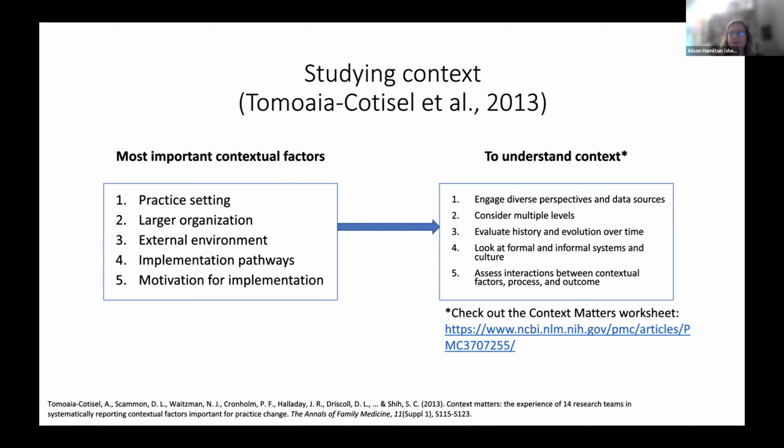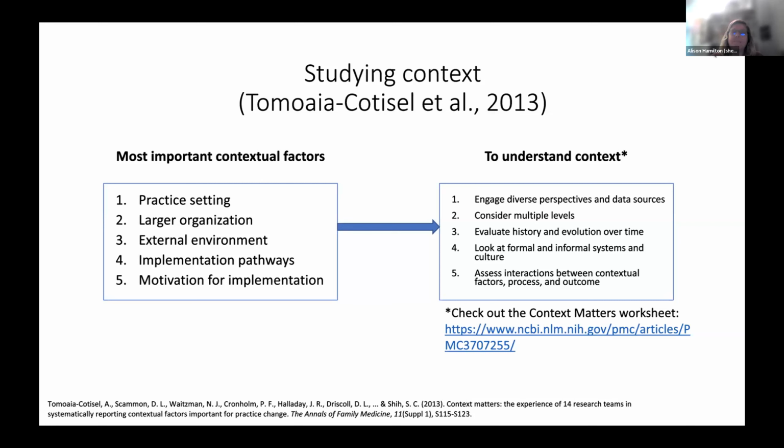So I'm going to just go through a little bit about some different ways to study context and a little bit about focused ethnography, and then I'll hand it off to Nicole. This paper is a really interesting study of 14 research teams who are reporting contextual factors that were important for practice change. The contextual factors that they found to be important across these teams were practice setting, a larger organization and external environment, implementation pathways, and motivation for implementation.